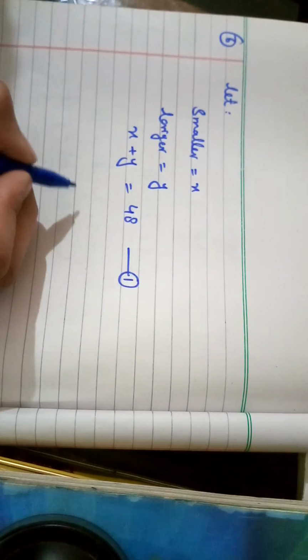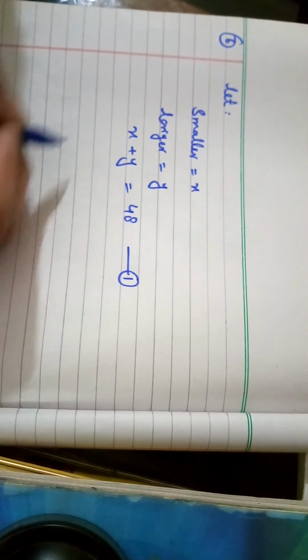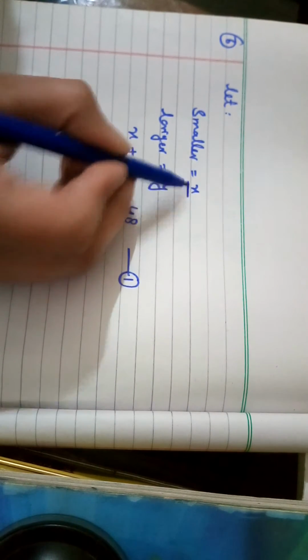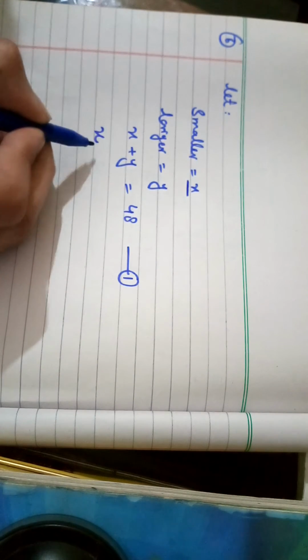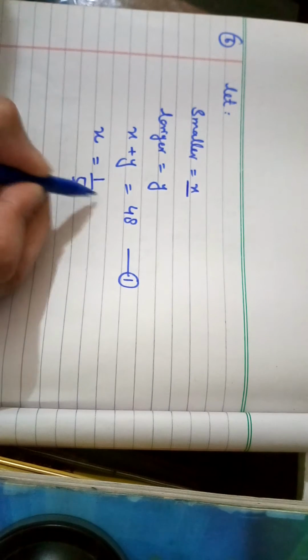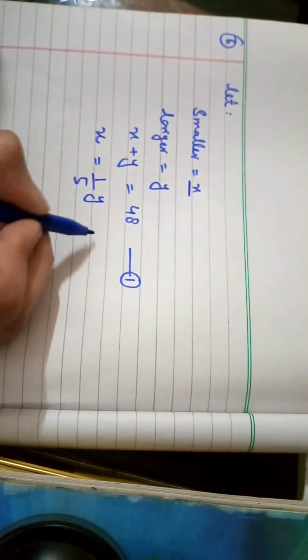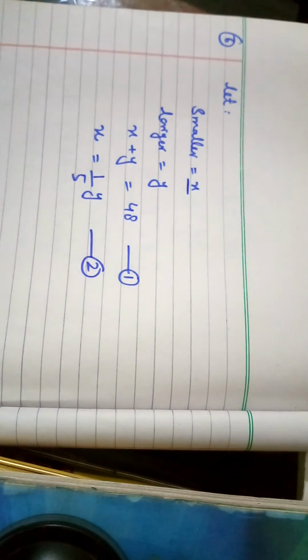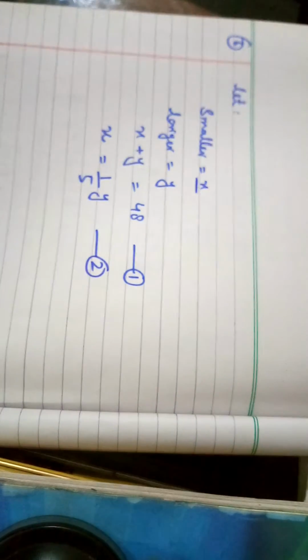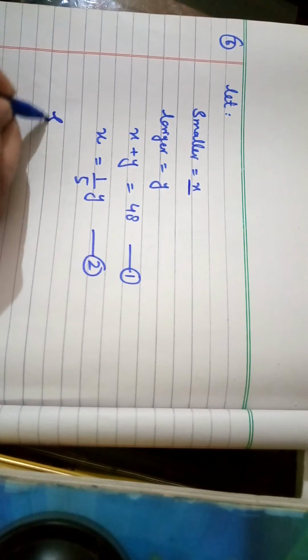And your second equation is, the smaller number is 1/5 of the larger number. Our smaller number is x. So x is equal to 1/5 of the larger number, and the larger number is y. This is your second equation. Find the two numbers. Now we will use the substitution method.